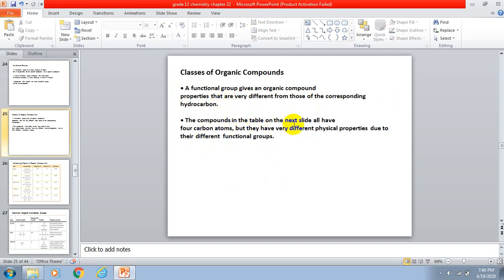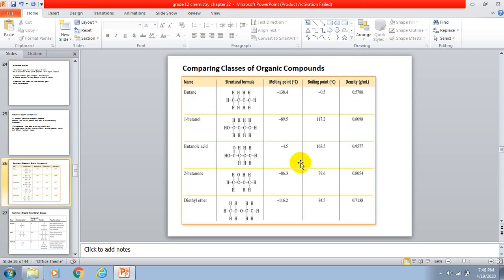The compounds in the table on the next slide all have 4 carbon atoms. Look at the classes: butane, 1-butanol, butanoic acid, 2-butanone, diethyl ether. The structural formula for butane is this one, the melting point is this, the boiling point is this, and the density is this for this compound.